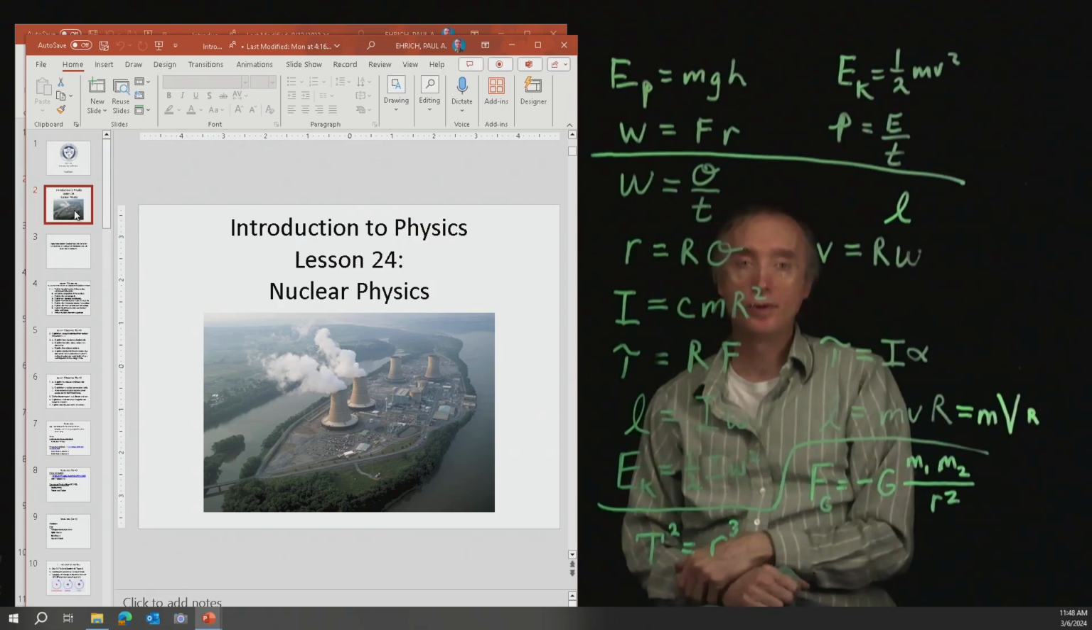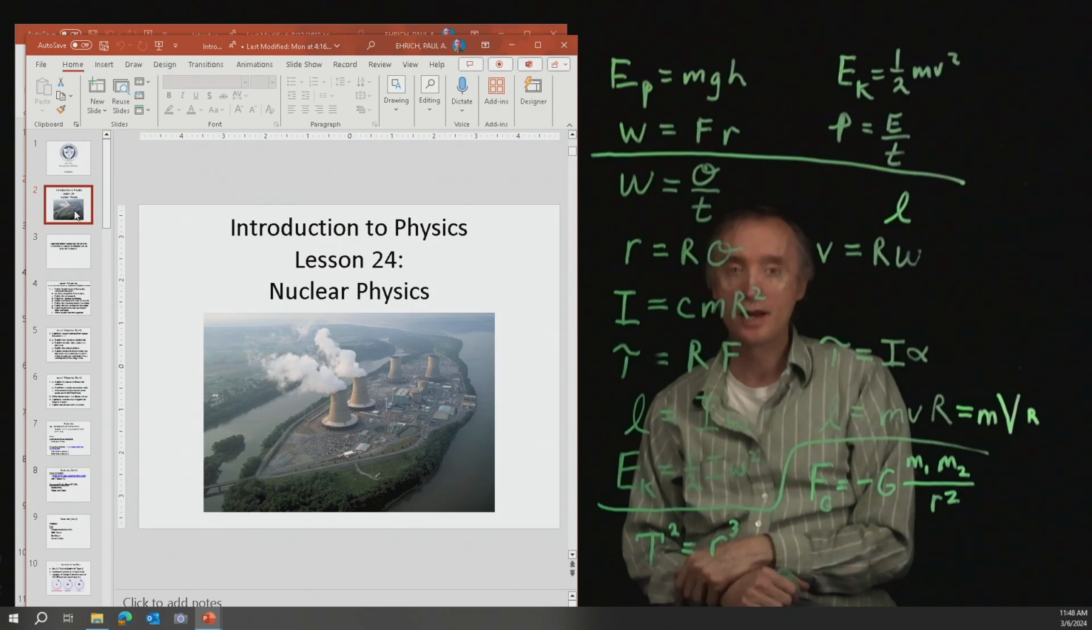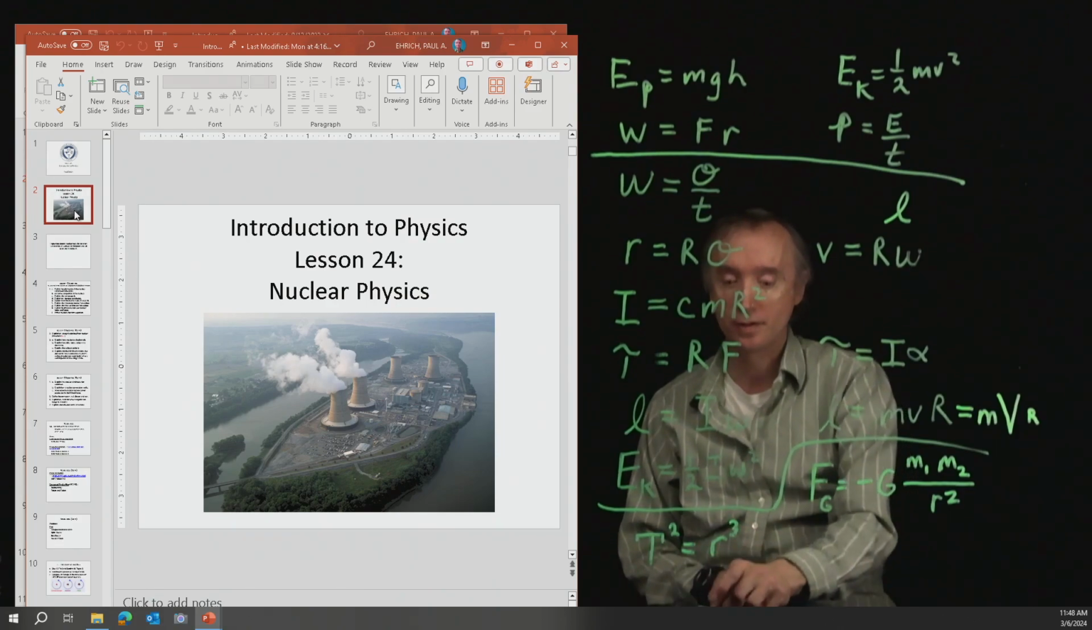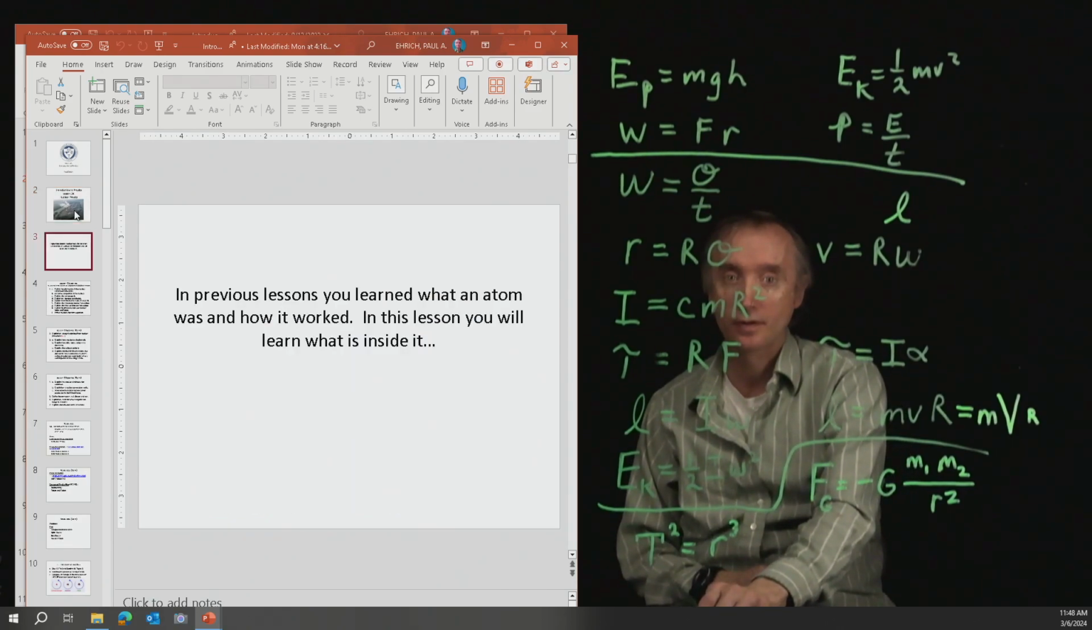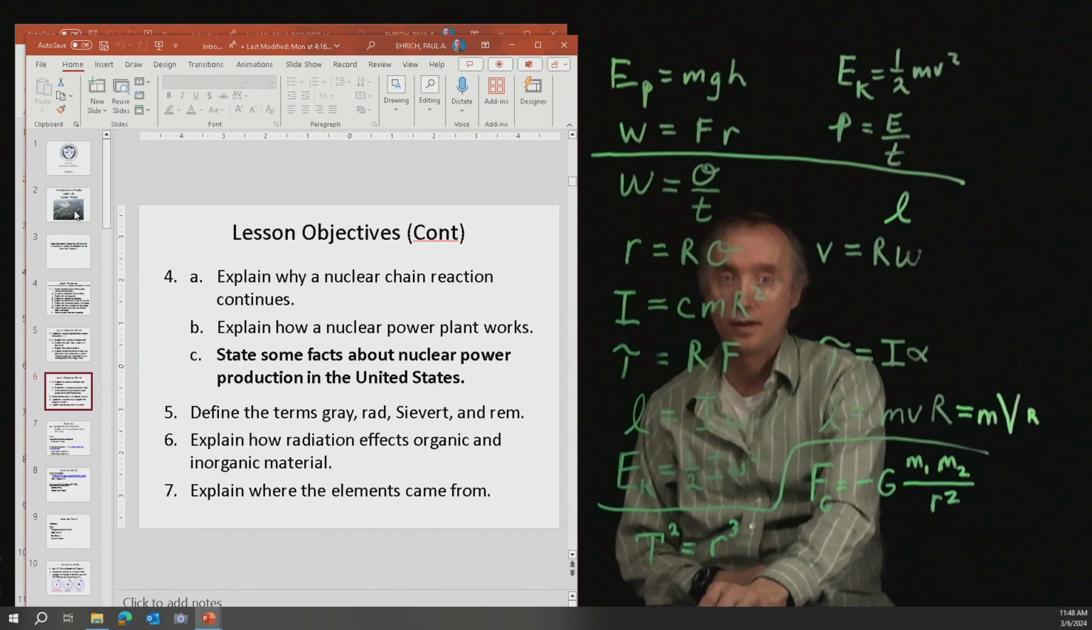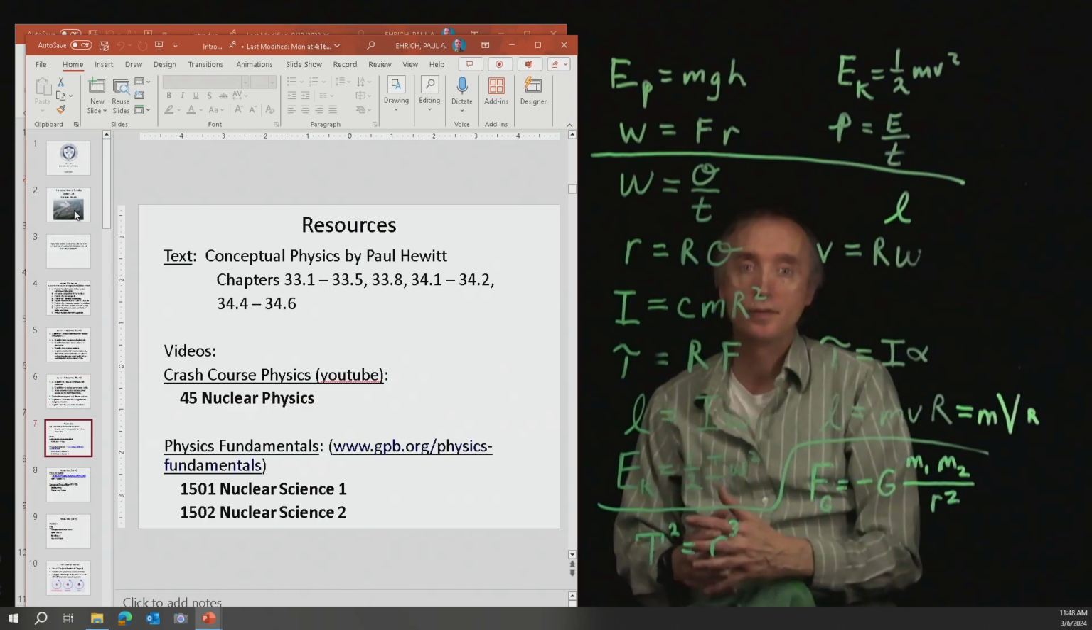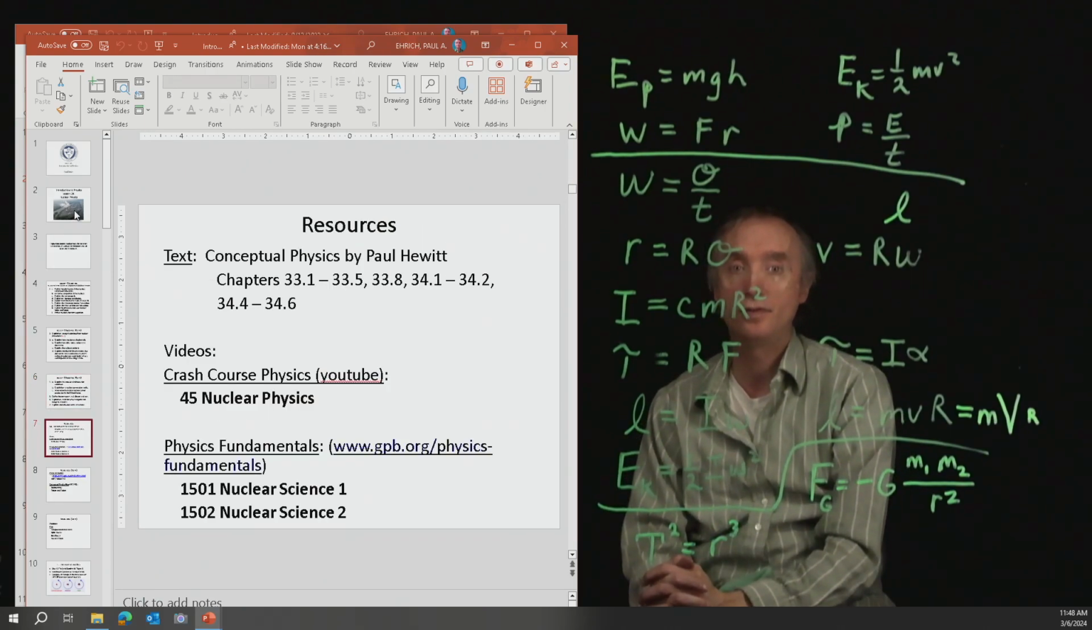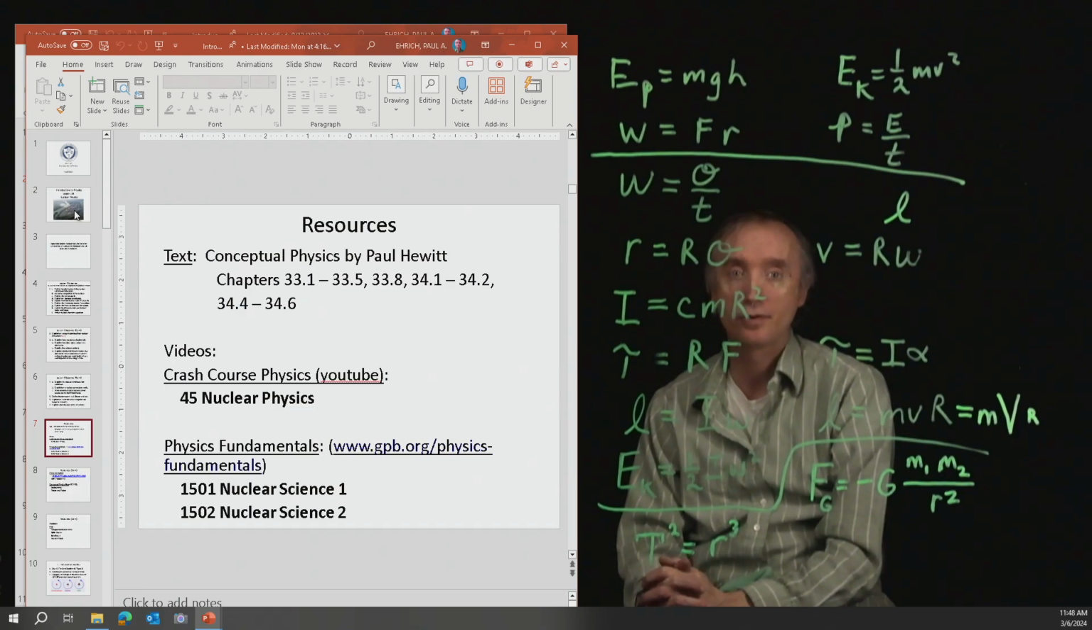Alright, I'm back, and now we want to do some stuff with nuclear physics. So this will be the last lesson that you need to know for the unit number 4 exam. So this is going to be lesson number 24. And all of this material is going to be found in chapter 33, sections 1 through 5, and then chapter 34, sections 1 and 2, and then 4 through 6.